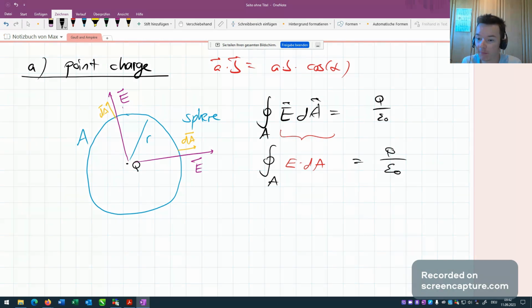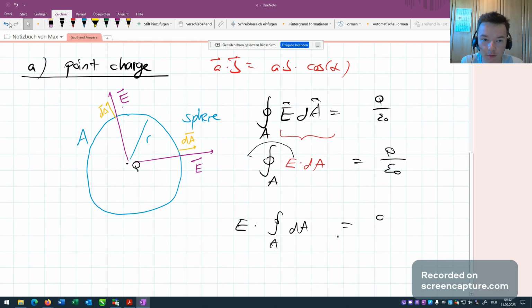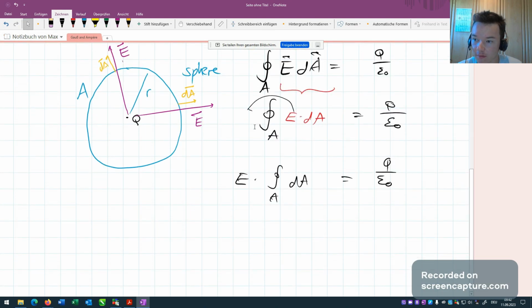So we're just adding up all the dAs. E is a constant, because E is symmetrical, so all over the surface E is constant, so we can pull E out. So we have E times integral dA equals Q divided by epsilon 0. And now we have to ask ourselves, what is that part? That part just sums up all the dAs. The idea of an integral is that you have infinitely many infinitely small parts, and you sum them all up. And what do you get when you sum up all the little area parts from a sphere? Well, you get the whole sphere. So this integral is just the surface area of a sphere, which amounts to 4 pi r squared.